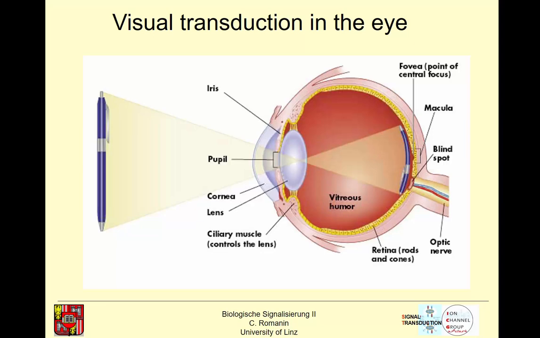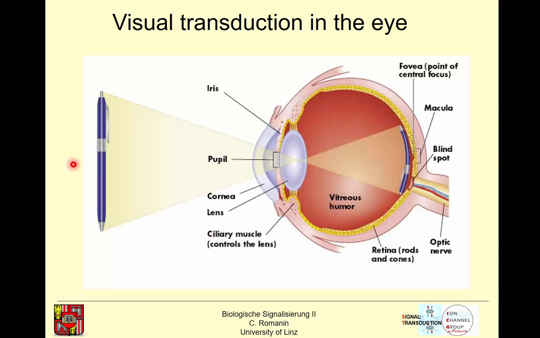Welcome again for the second topic, and that is on visual transduction in the eye. We will have a closer look at the molecular processes that allow the transmission from light into a neuronal signal. So let's first start and have some insight into how the eye is constructed.